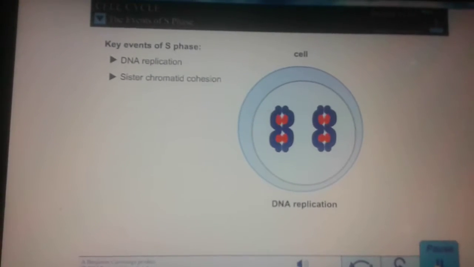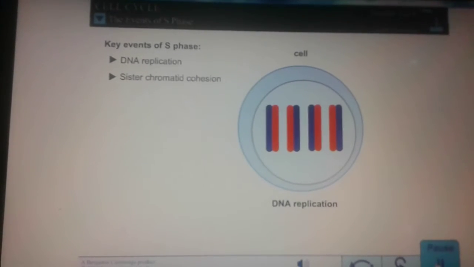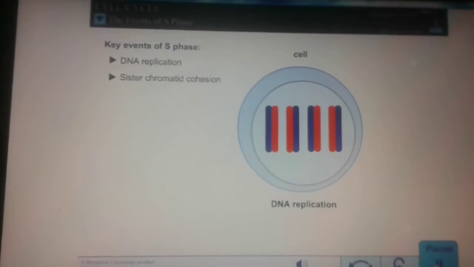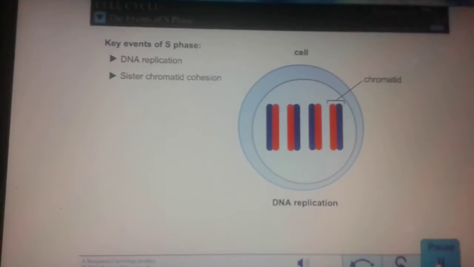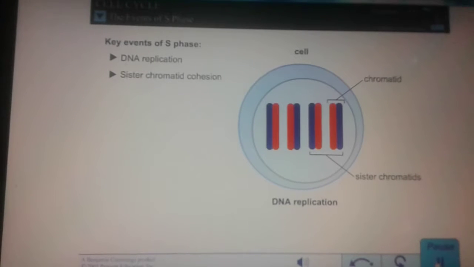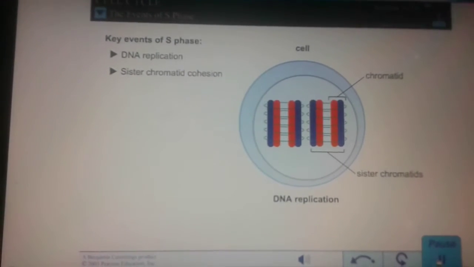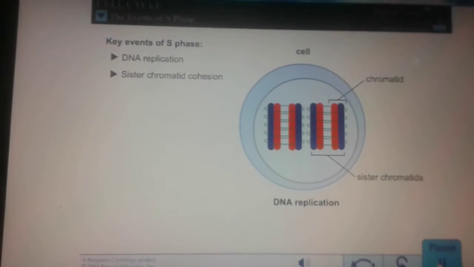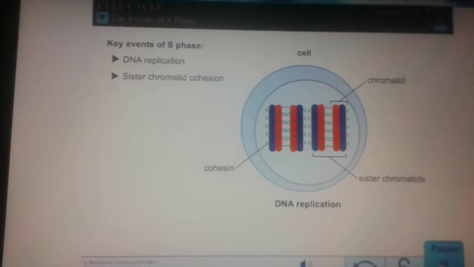During replication, the cellular DNA replication machinery duplicates each DNA molecule. Each resulting DNA molecule is called a chromatid, and the pair of duplicated DNA molecules are called sister chromatids. The sister chromatids are held together through a process called sister chromatid cohesion. The protein complex that links the sister chromatids together is called cohesin.